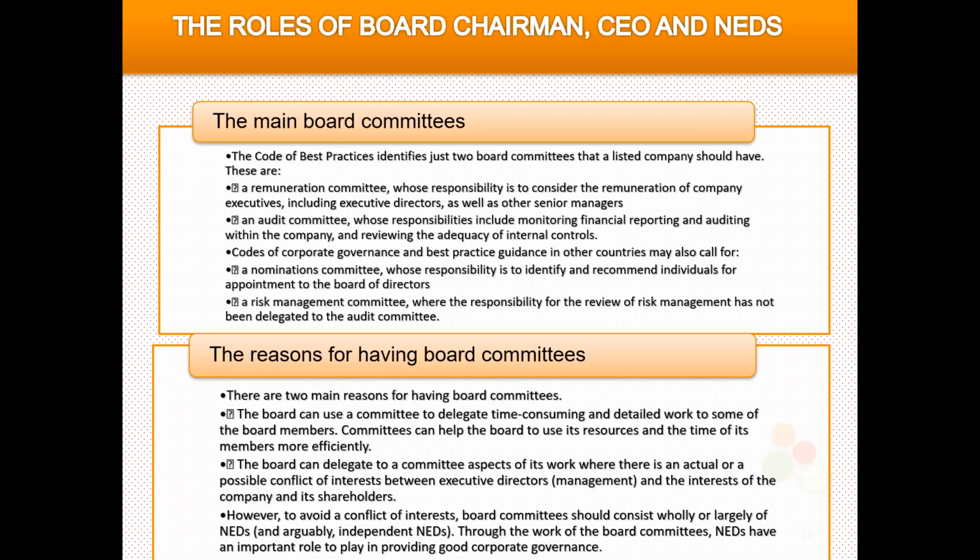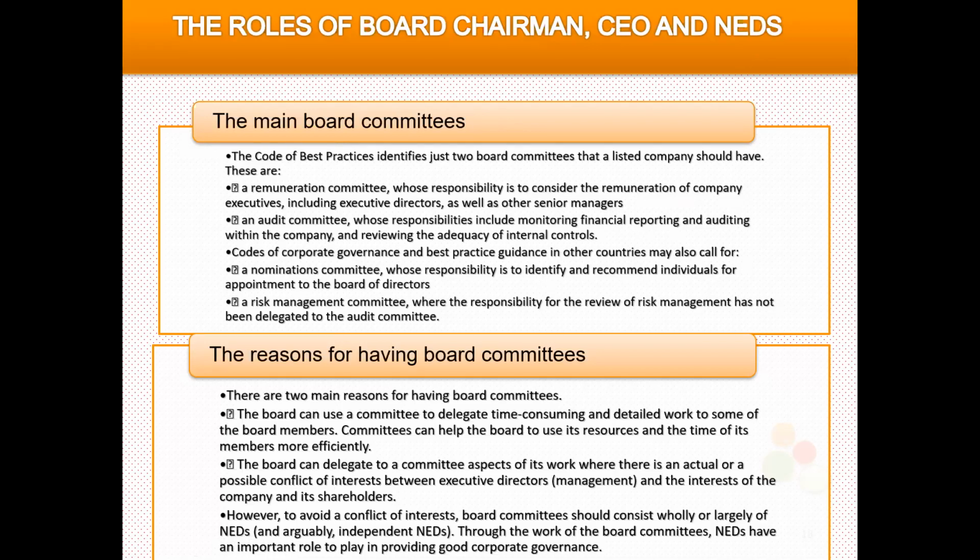And you also have an audit committee, whose responsibilities include monitoring financial reporting and auditing within the company. So for those studying audits, you see how strategy and audit are all fitting in together. So this is where the audit committee comes in. You'll be hearing audit committee, audit committee, audit committee. That's why they are here. The code is recommending them.